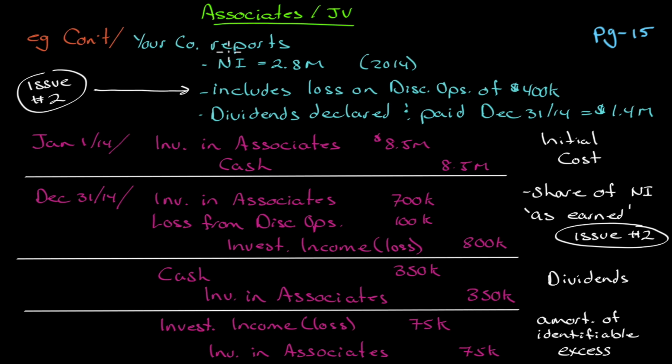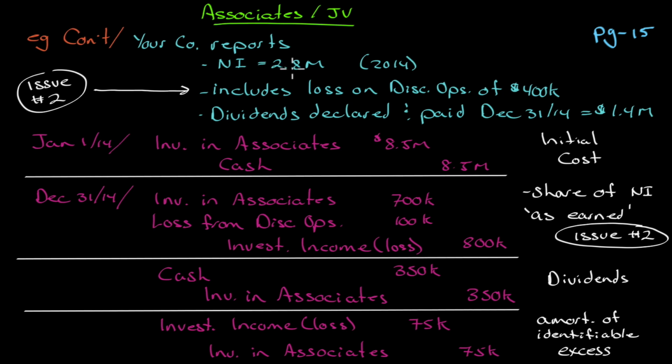So let's say that your company reports net income of $2.8 million for 2014. Normally, I'd take 25% of that, $700,000, and we'd be done. But we've got some mess here, don't we? The other issue you have is this $2.8 million includes a loss on discontinued operations of $400,000.